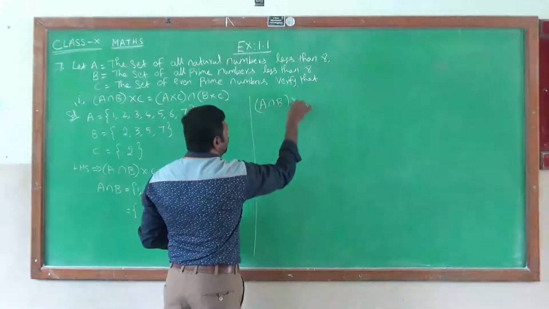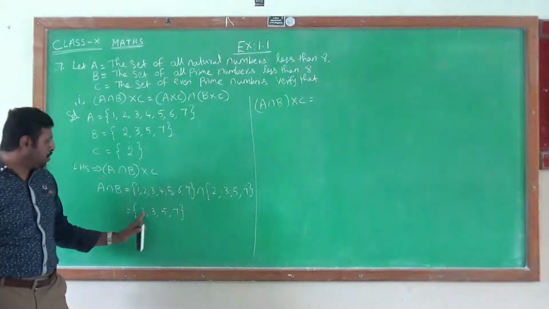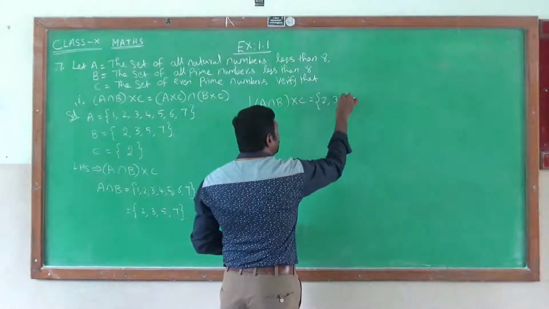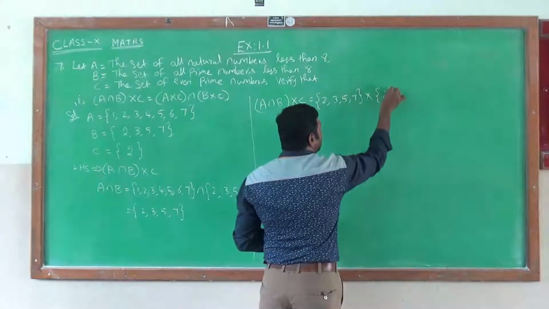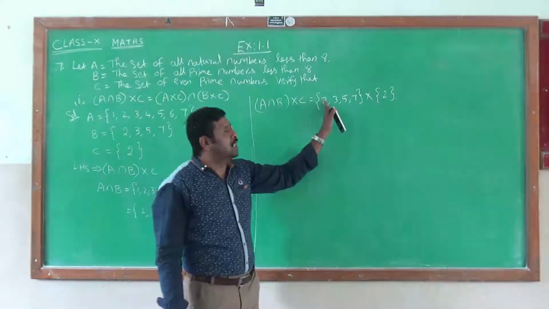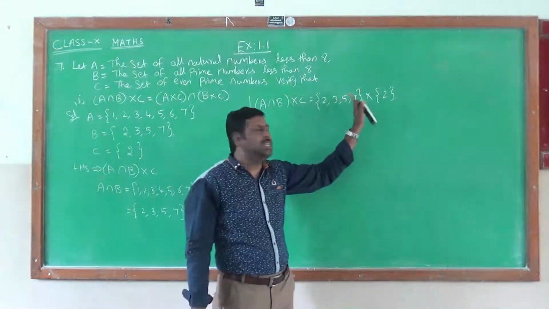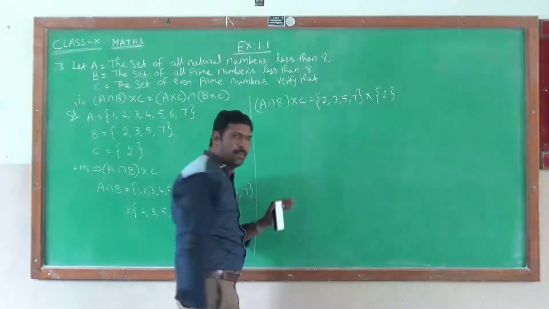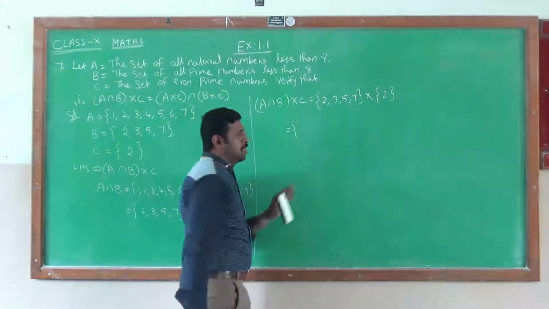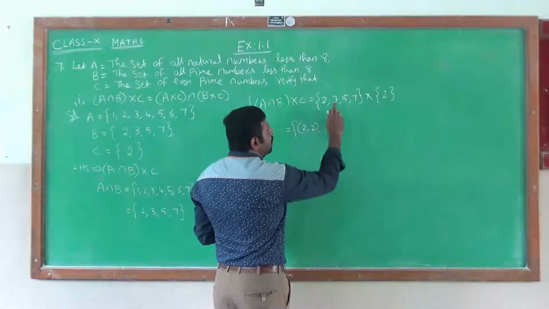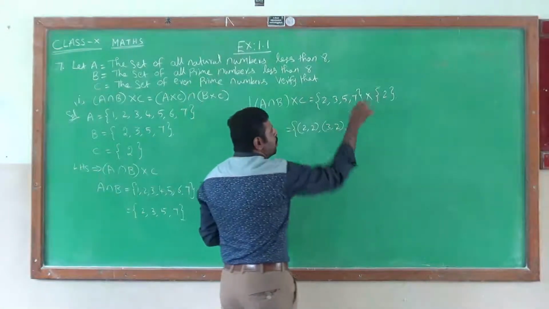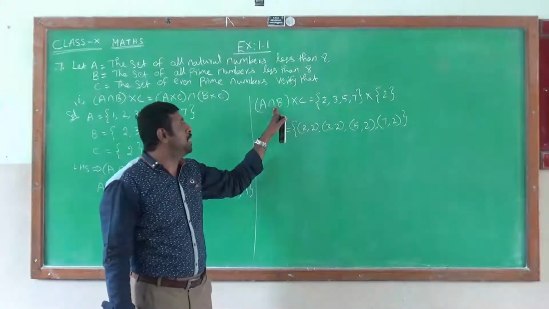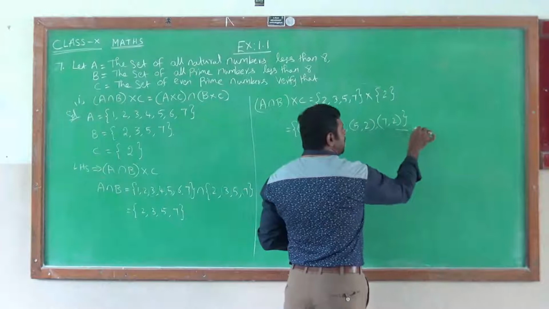A ∩ B cross product with C. Now A ∩ B is 2, 3, 5, 7, and the set C has only 2. So {2, 3, 5, 7} cross product with set C, which is 2. By the cross product, each and every element is mapped with the second set's element, right? In the second set we have only the number 2, so 2 is mapped with 2 and 3 is also mapped with 2, right? We write the ordered pairs here: (2, 2), (3, 2), (5, 2) and (7, 2). These are the ordered pairs of (A ∩ B) × C. So this is the LHS set. Let me take it as equation number 1.